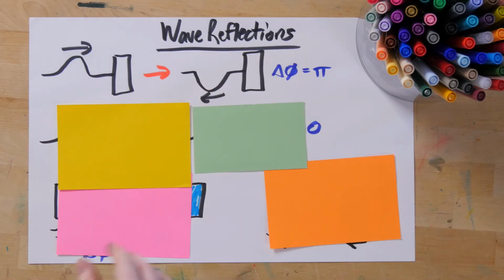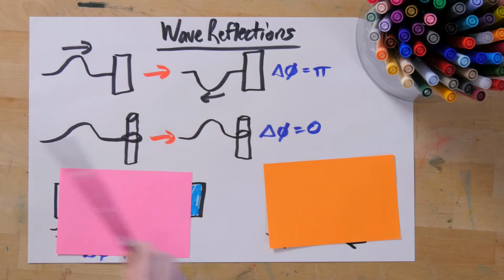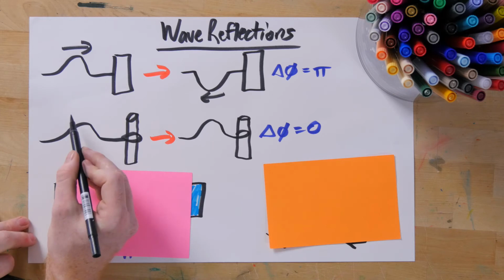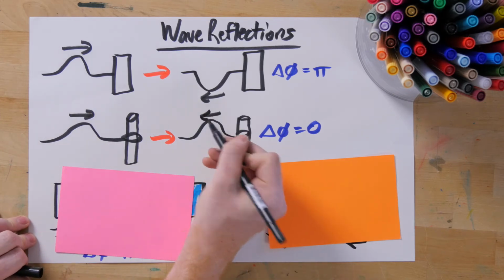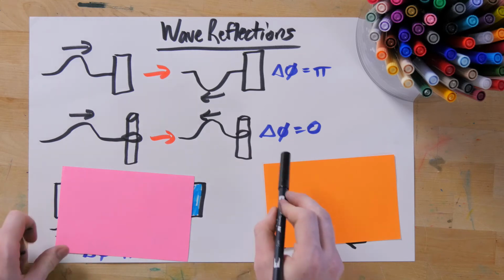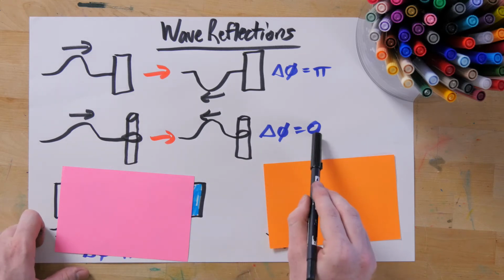Now, let's also imagine a wave moving toward a pole that has no fixed end and can instead adjust. So as it comes in to that pole, it'll actually be reflected with the same exact phase. So we get a phase shift, or change in phi, of 0.